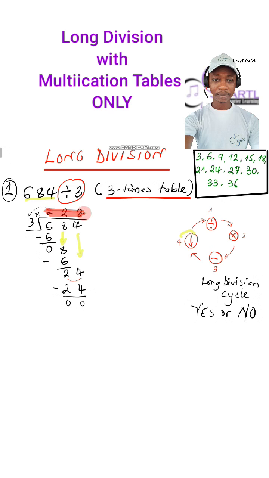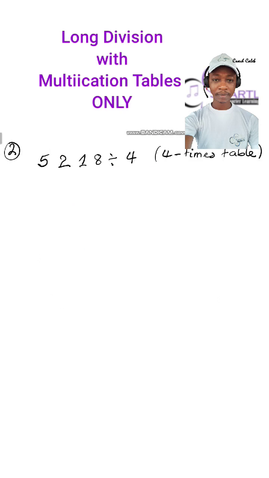So the answer, we say therefore, 684 divided by 3 is equal to 228. Final answer. So let's go faster on the second example. 5,218 divided by 4. So this time we are on the 4 times table.